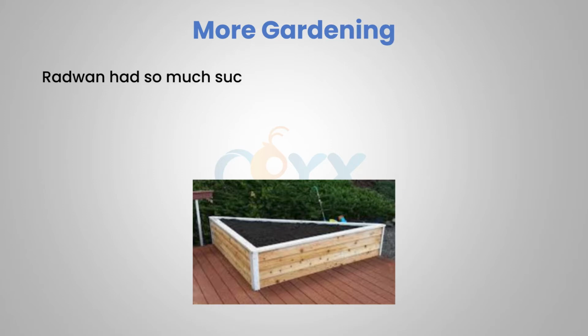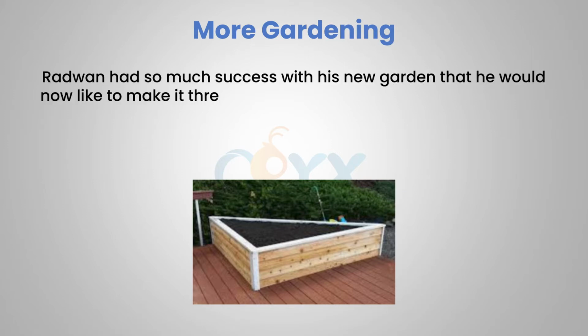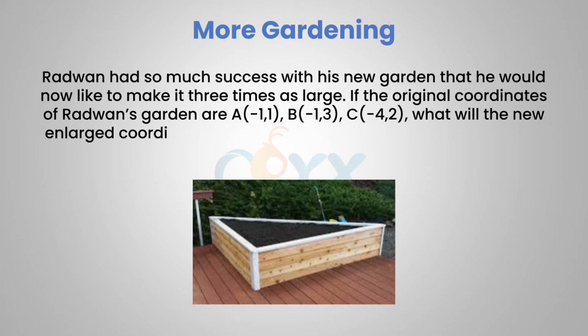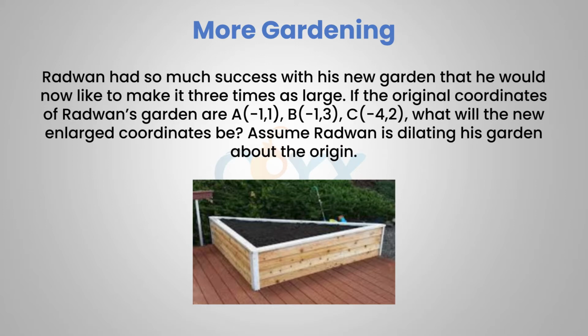Rodwan had so much success with his new garden that he would now like to make it 3 times as large. If the original coordinates of Rodwan's garden are A(-1, 1), B(-1, 3), and C(-4, 2), what will the new enlarged coordinates be? Assume Rodwan is dilating his garden about the origin. If you would like to find out the answer to this question, follow along and we'll revisit it at the end.